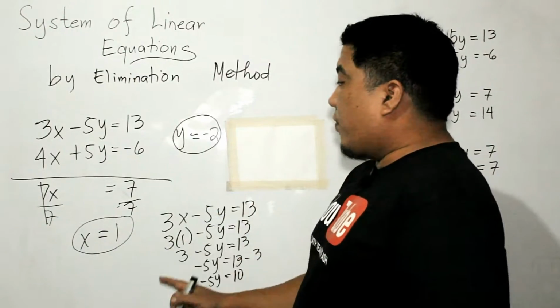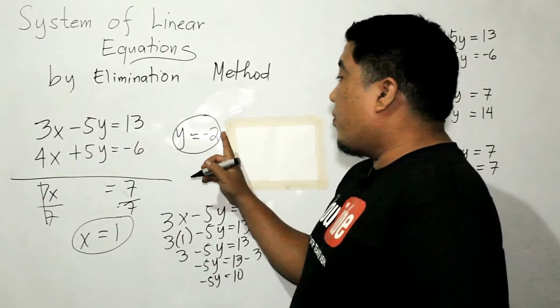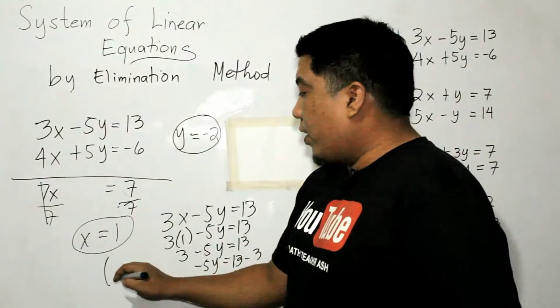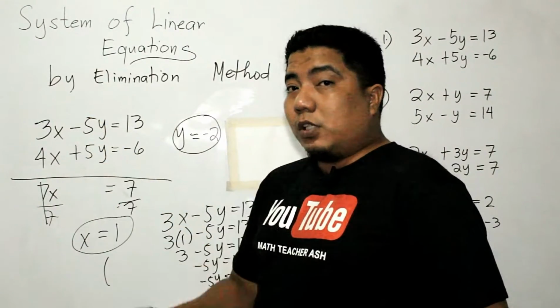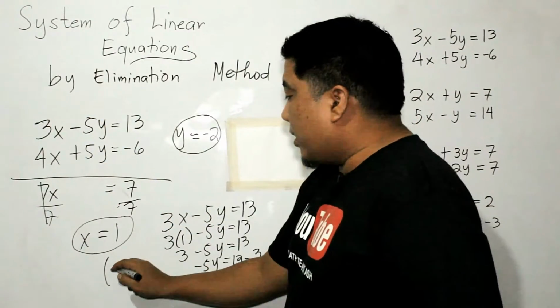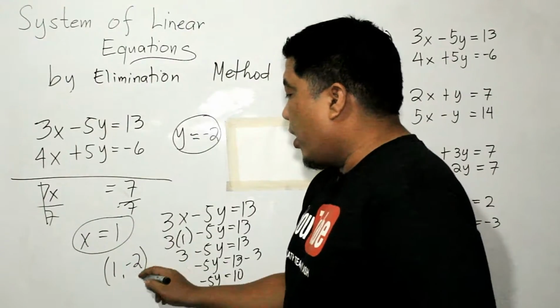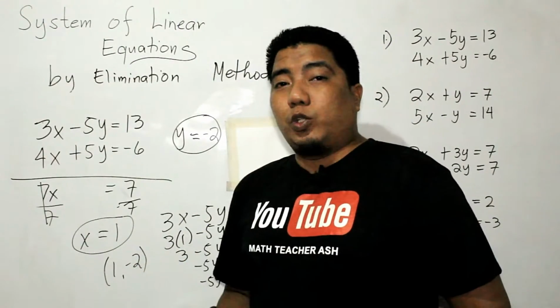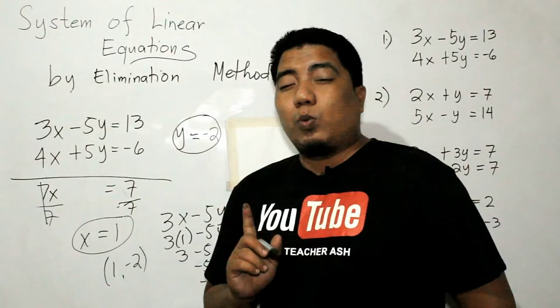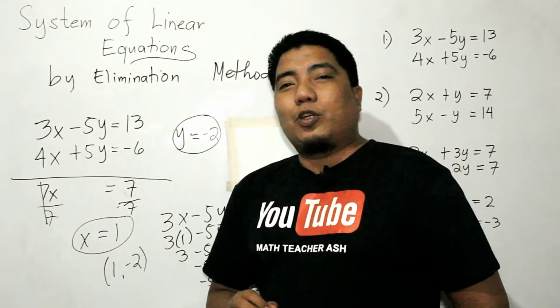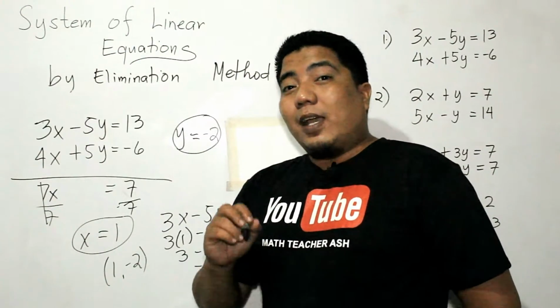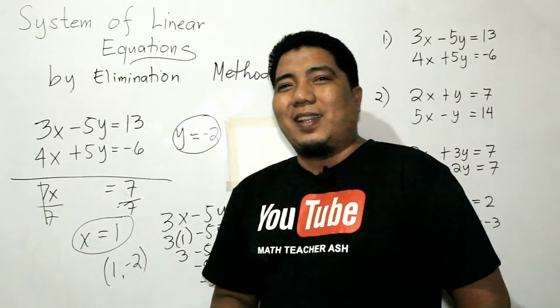So, the value of our x is 1 and the value of our y is negative 2. Therefore, these two equations will intersect at (1, negative 2). Therefore, it has one solution. And if it has one solution, then the nature of its system is consistent and independent.